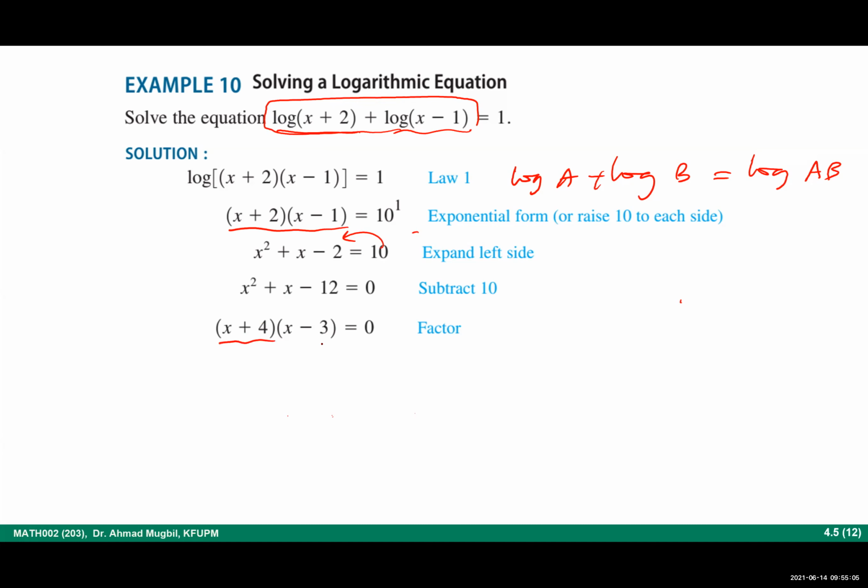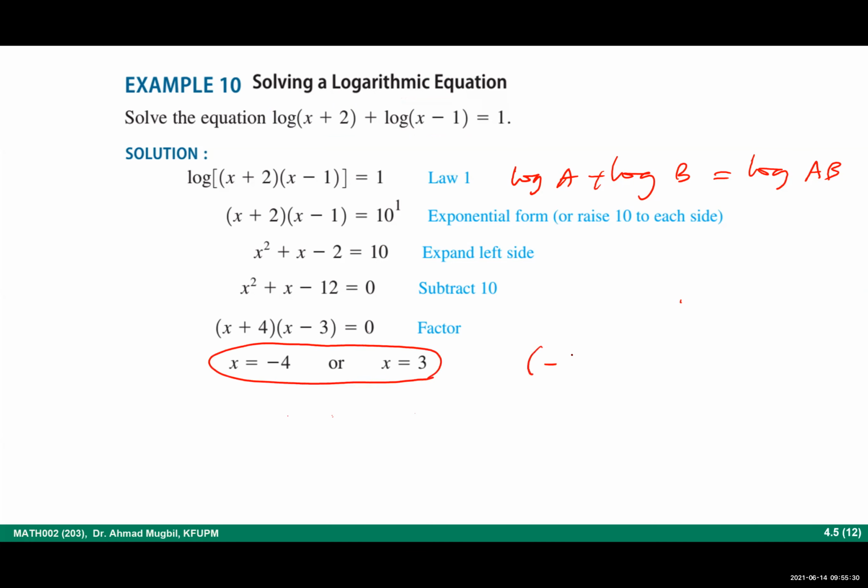Now, two factors, their product is 0, then one of them or both of them must be 0. So the first one is 0, what will happen? We will have x equals -4 and x equals 3. These are the solutions. If he, for example, asks for the sum of the solutions or the product of the solutions, what is the sum of the solutions, ya shabab? -1. But the answer is wrong. You will get 0 in this question.